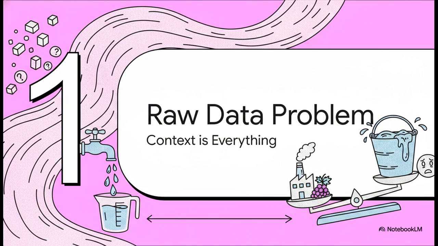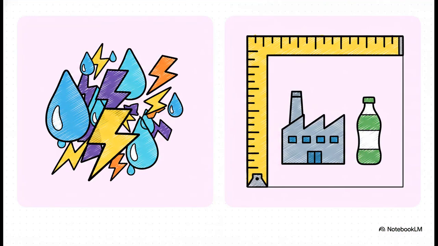All right, part 1, the raw data problem and why context is literally everything here. So, when companies report their environmental impact, just tossing huge numbers onto a page without any context, well, it's pretty flawed. Like, if a company says, hey, we withdrew 1 million cubic meters of water, you have literally no idea if that's incredibly efficient for their massive size or just horribly wasteful.